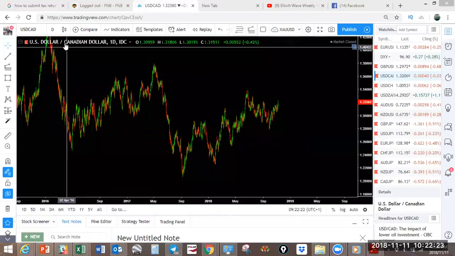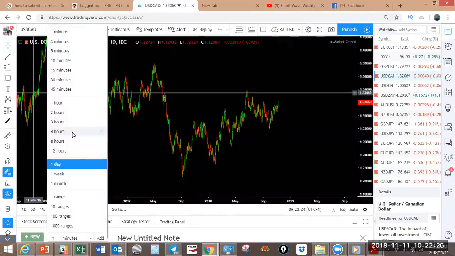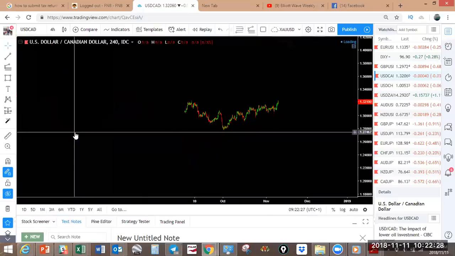So the next available move, even if I go to the lower time frame here on the 4 hour, just look at the 4 hour, you're looking for this to start correcting.